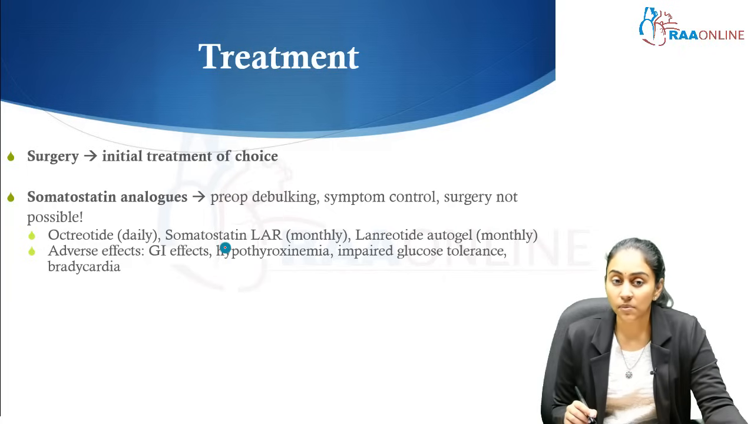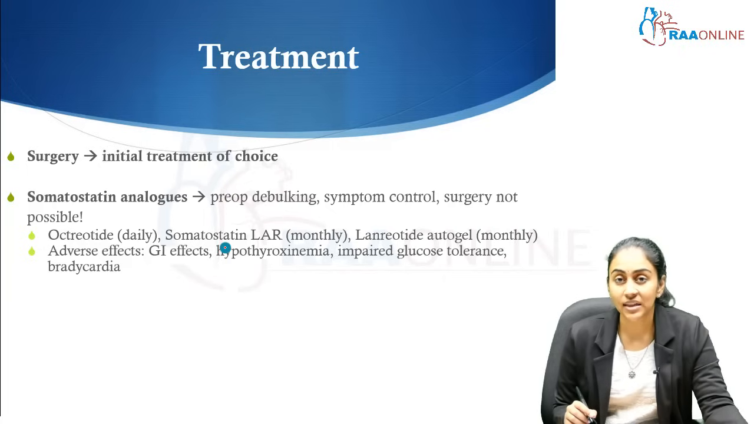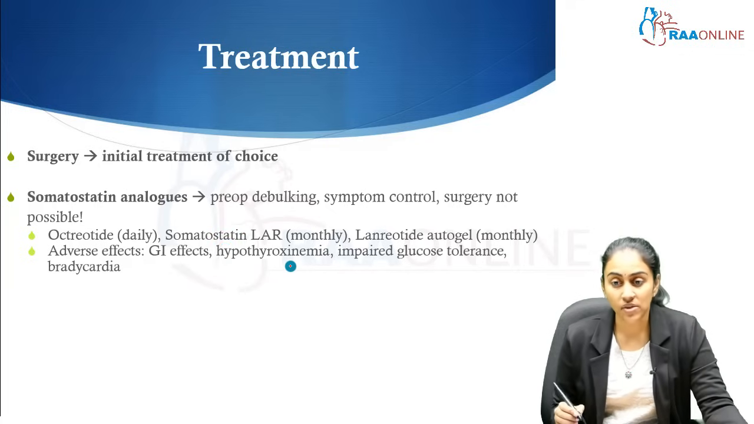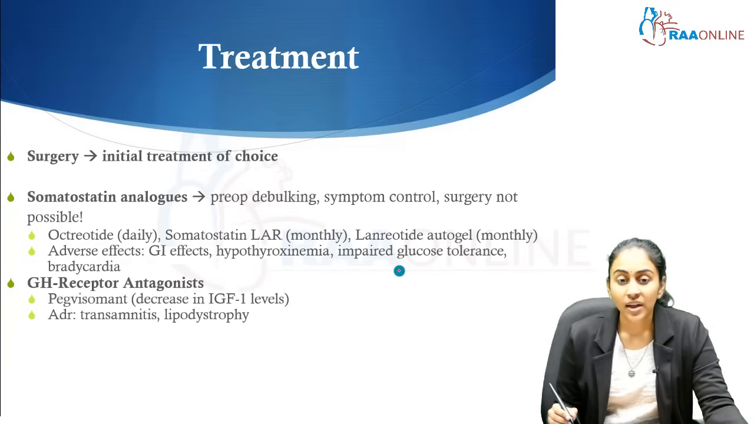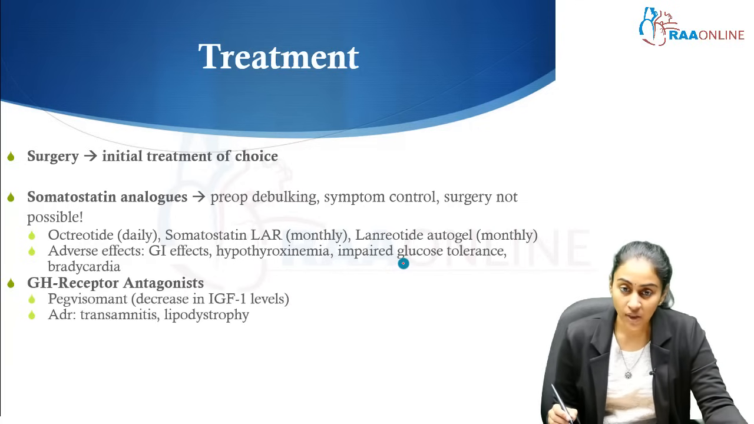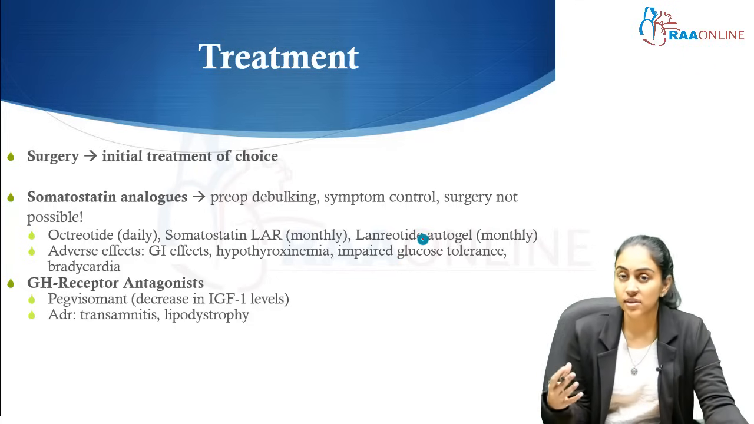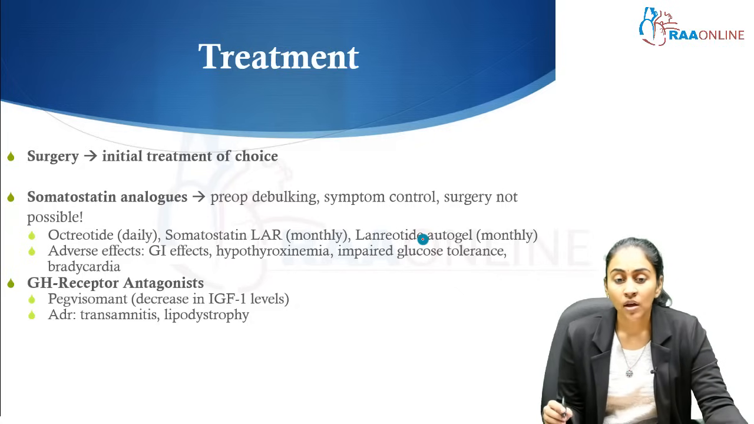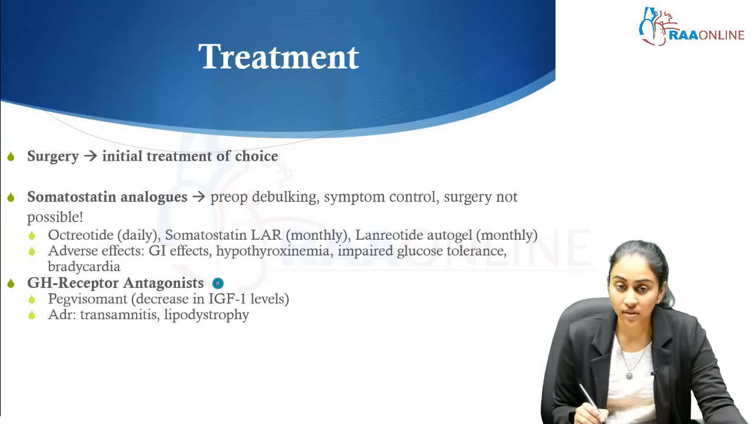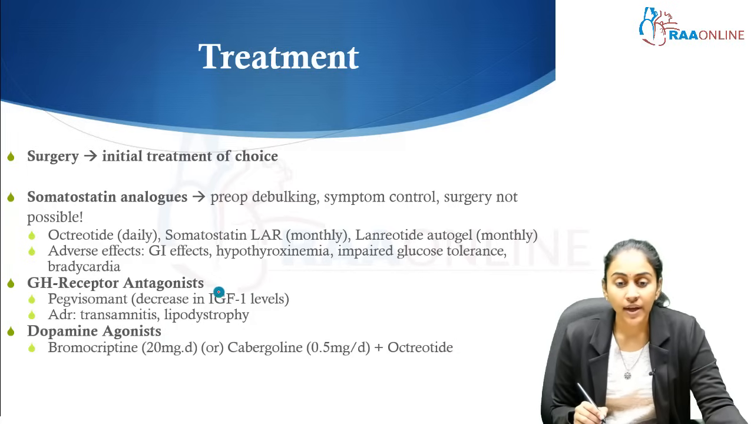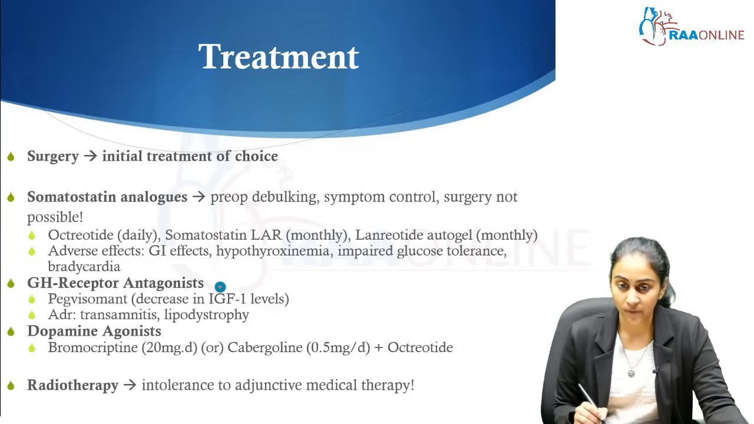So, what are the options available? You are going to use somatostatin analogs as they decrease the levels of growth hormone. So, either daily octreotide or monthly somatostatin or lanreotide can be used. GH receptor antagonists have also been approved. So, drugs like pegvisomant are GH receptor antagonists, and they act at the receptor level and they control the effects. So, because they act at the GH receptor level, even with pegvisomant, there is going to be a decrease in the IGF-1 levels. And finally, dopamine agonists can be used in conjunction with octreotide.